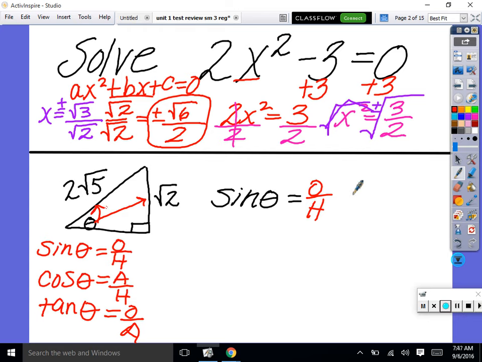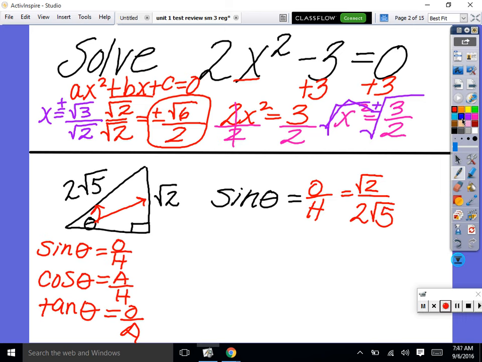So we have the square root of 2, which is opposite, all over 2 square roots of 5, hypotenuse. That is sine, right? We're not going to go inverse sine. We're not finding theta. We're asked to find sine of theta, and we did that.